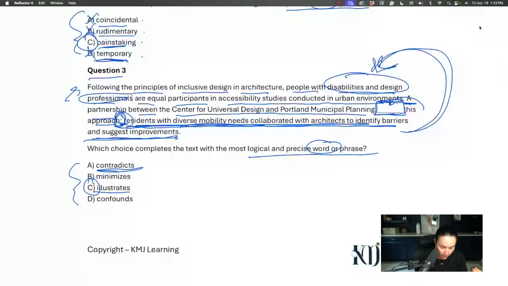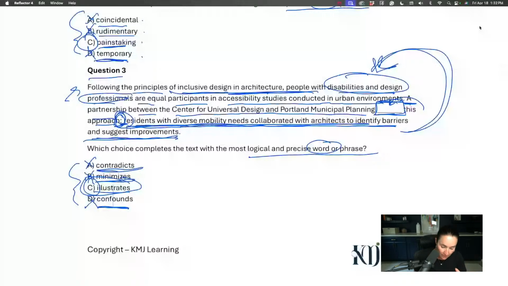So A is out. B, minimizes, again, sort of negative. We're actually showing that there's a partnership between people with disabilities and those who are architects building accessible buildings for them. So B is out. And D, confounds. Confounds means to confuse and doesn't work here. Illustrates is the best word here. It basically says like a new partnership illustrates this attempt here. And here's what it's all about. So that is the best word there. Okay, so those are our 3 vocab questions.